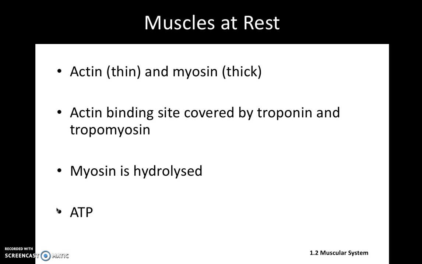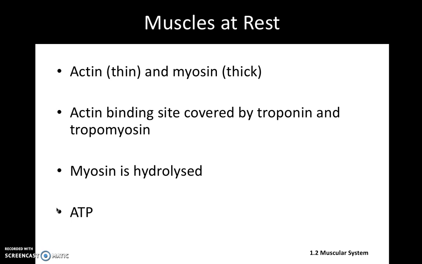However, when at rest, two proteins called the troponin and tropomyosin are covering the actin binding site and preventing any contractions. The tropomyosin is a long thin protein that wraps around the actin, covering the actin binding site, whilst the troponin is a globular protein attached to the tropomyosin to help hold it in place.